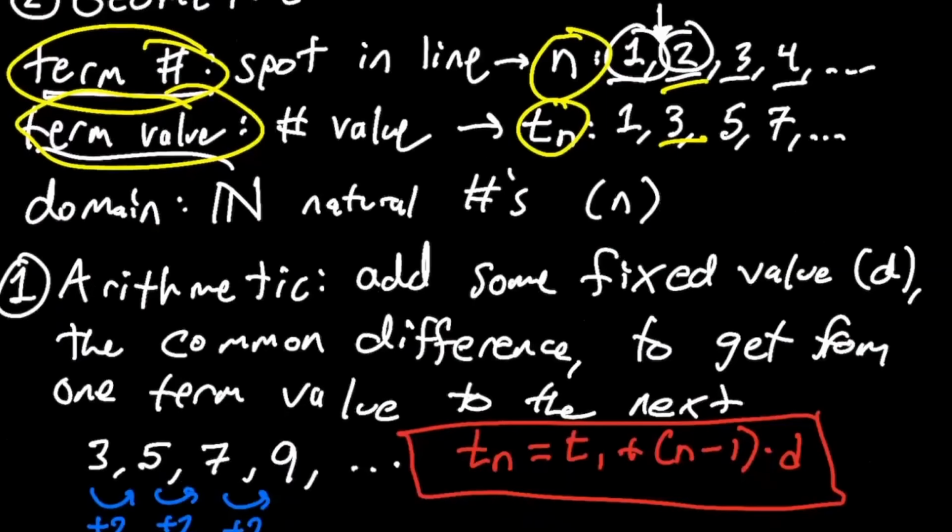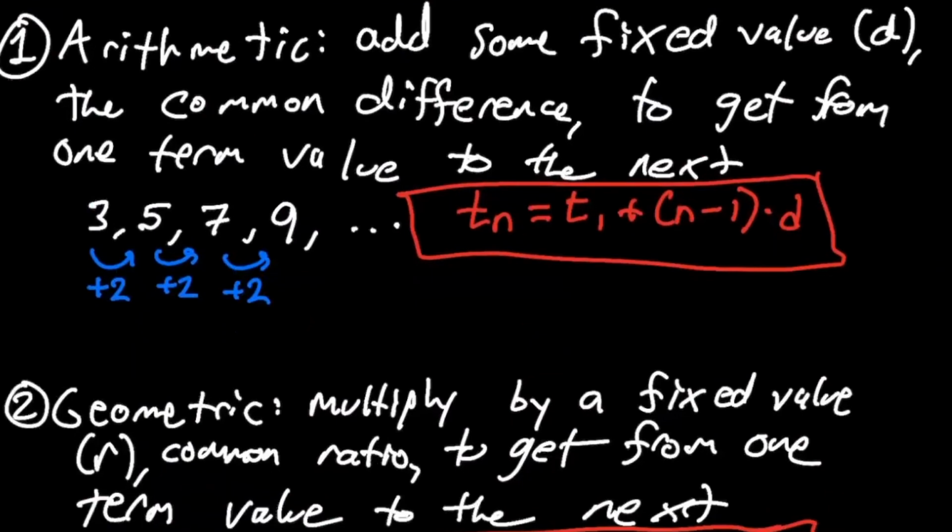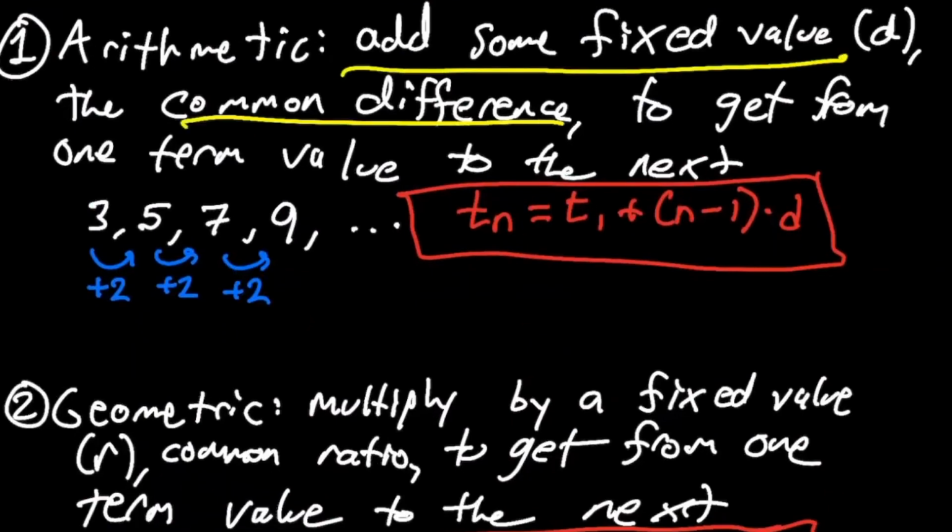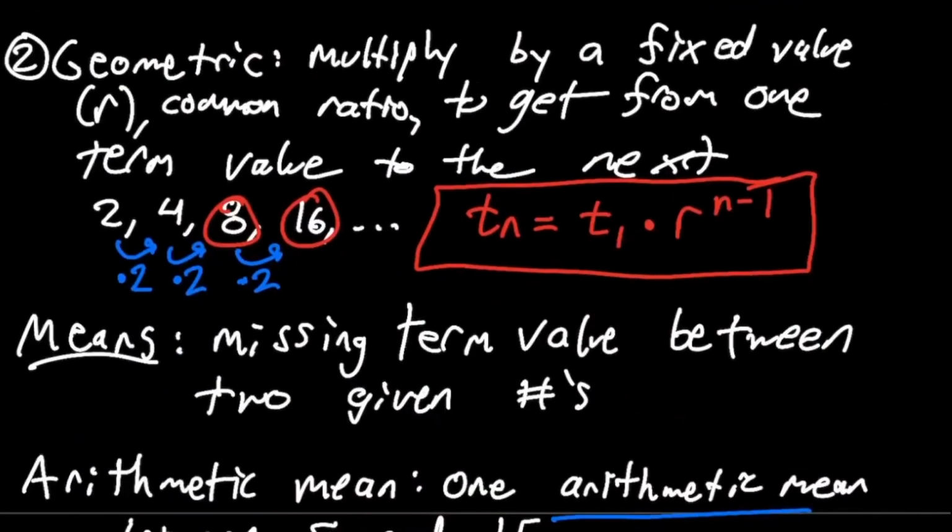We talked about arithmetic sequences where we're adding some fixed value, which we call our common difference, to get from one term value to the next. Geometric, similarly, we are multiplying. Instead of adding, we're multiplying a fixed value, common ratio, to get from one term value to the next.